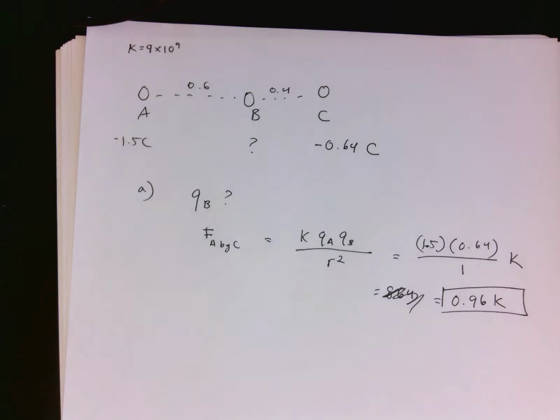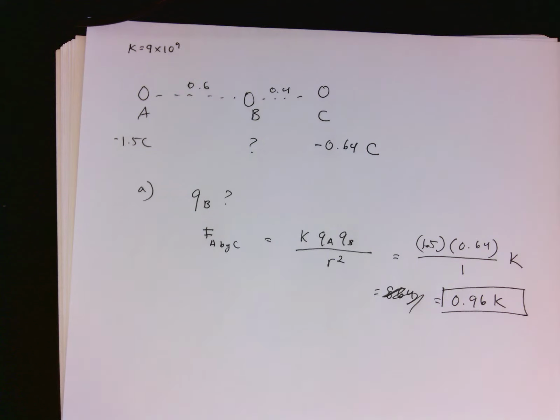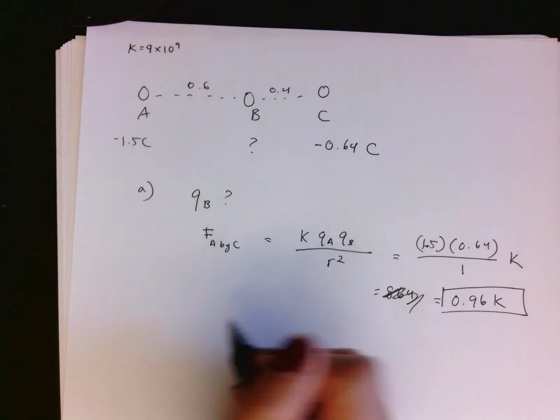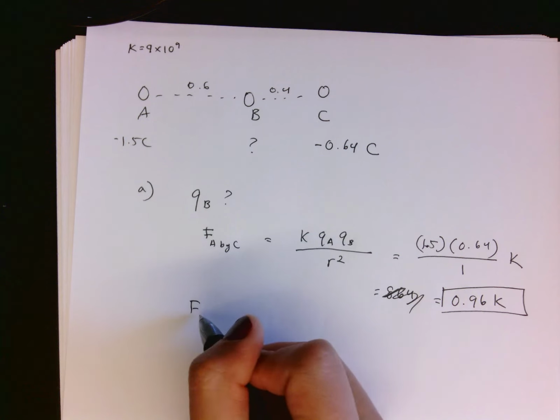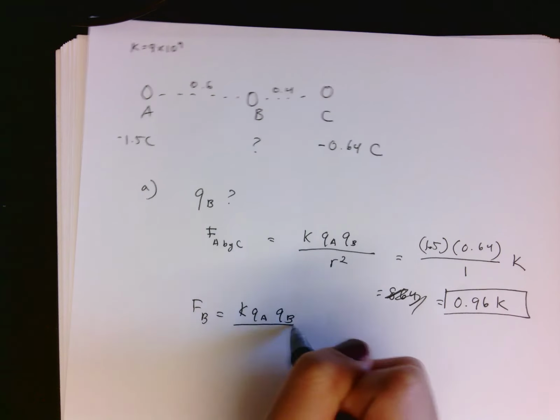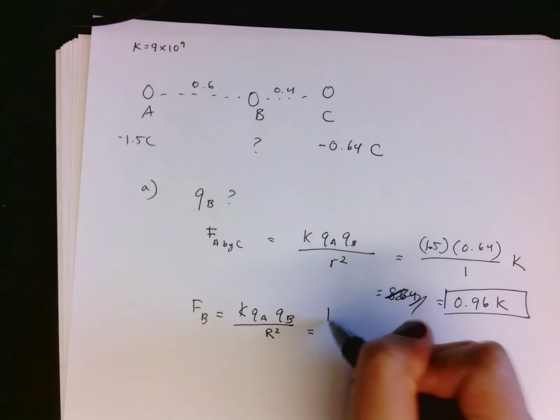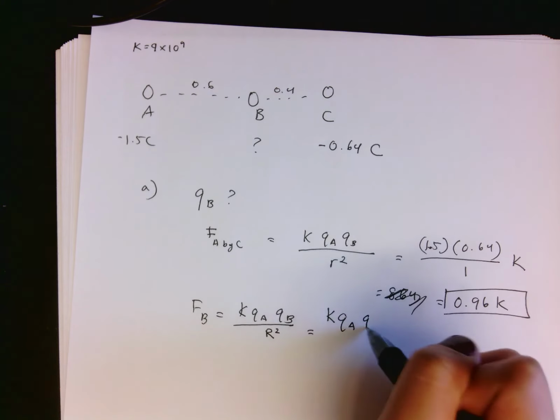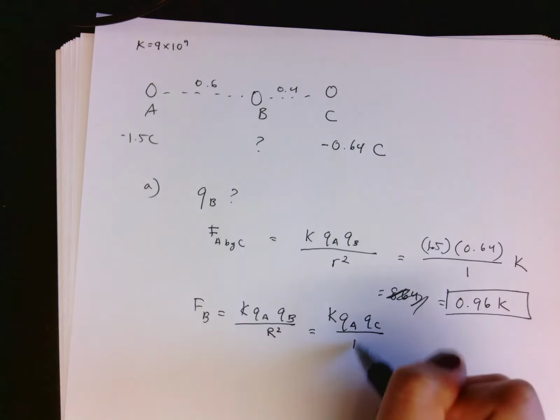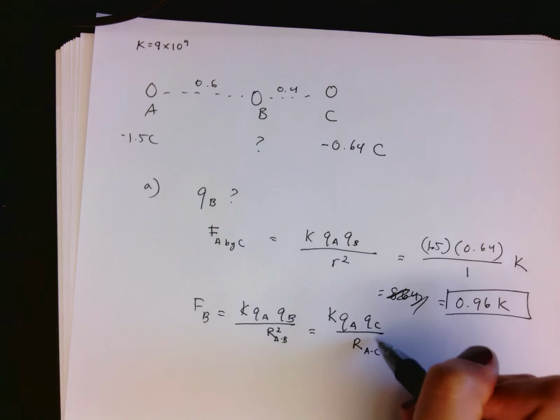So we already know that B must be a positive charge because it has to counteract the repulsive force exerted on A by C, which means it has to be attractive. So FB is equal to K QA QB over R squared, and actually we can just write it as K QA QC over R squared, and this is a different R, so it's A to C, and this is A to B squared.